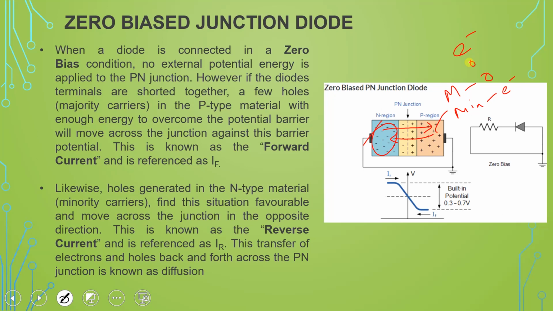This transfer of electrons and holes back and forth across the PN junction is known as diffusion. Basically, when we do not have any external source, diffusion of the electrons and the holes takes place, means majority charge carriers from the P type move towards the N side, and majority of the electrons from the N type start moving towards the P type.